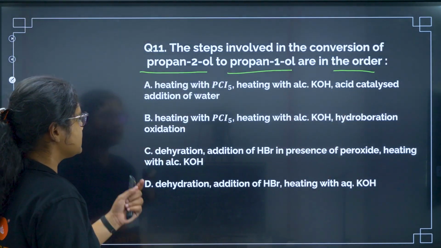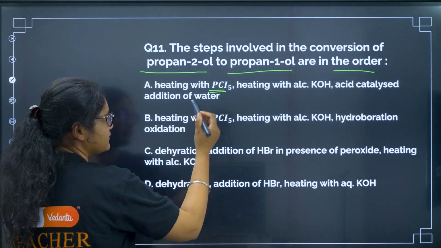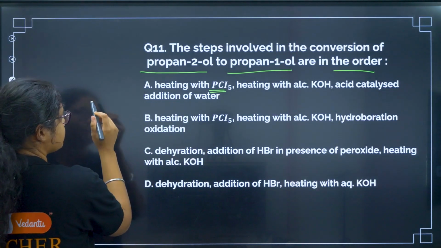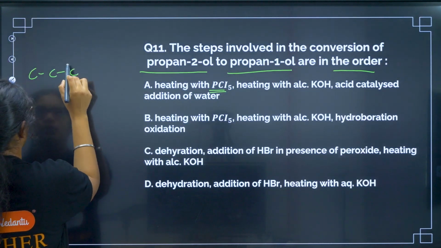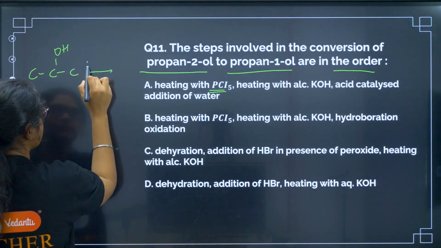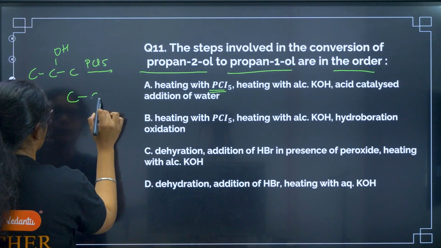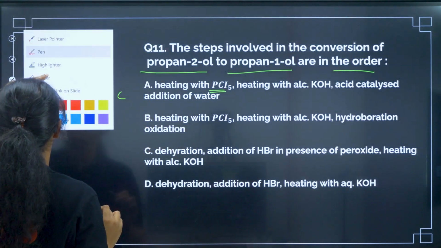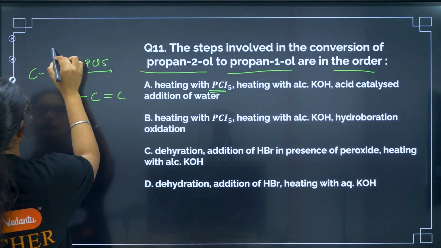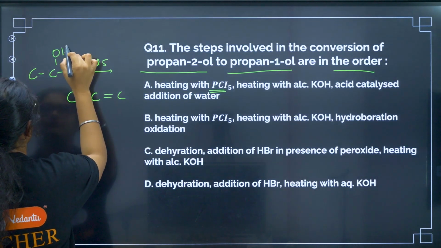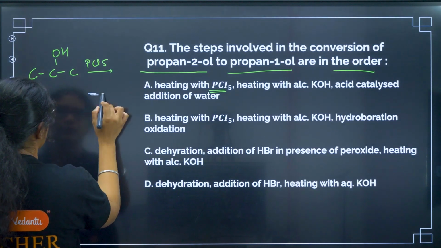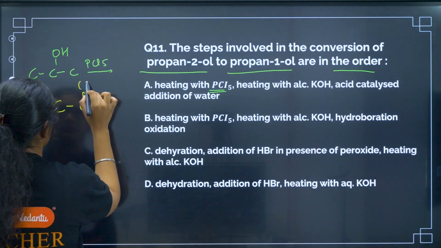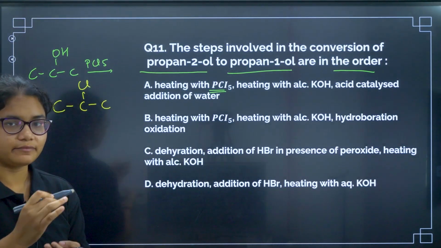Okay, so we can see here first is heating with PCl5, which means that is a dehydrating agent, again we will get an alkene. So let us check the first option. If I have propan-2-ol and you treat it with PCl5, the OH will first get converted to a chlorine group, right? So PCl5: OH gets substituted with Cl.